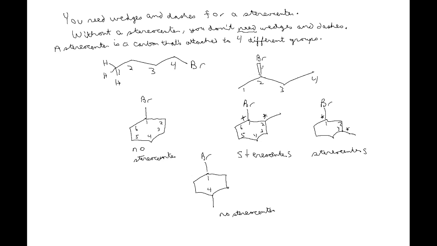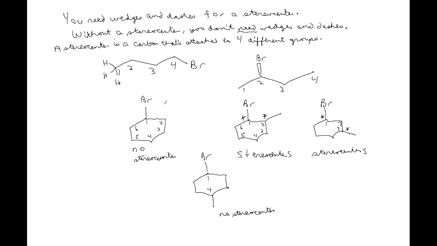Do you remember, what does a wedge mean? It means it's coming out of the page. That's right. And what would a dash mean? It's going back into the page. That's right. So this molecule should be drawn with the bromine either on a wedge or a dash. If you don't use wedges or dashes, you're not really specifying the molecule here.